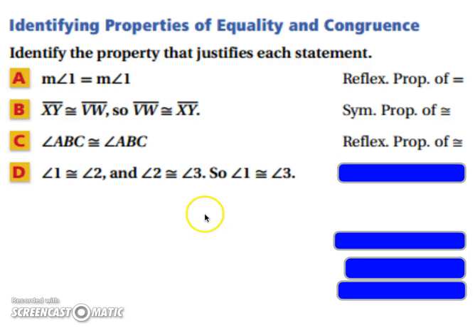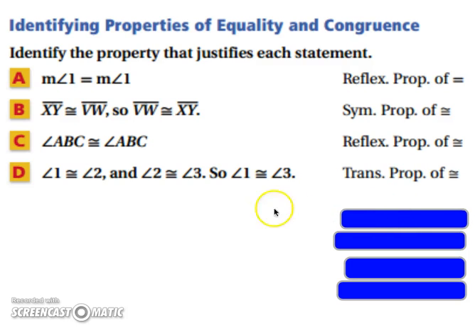All right, so now we have angle 1 is congruent to angle 2, and then angle 2 is congruent to angle 3, so angle 1 must be congruent to angle 3. Well, that is the transitive property, and it's of congruence since you're using congruent. And that concludes our lesson on algebraic proof.